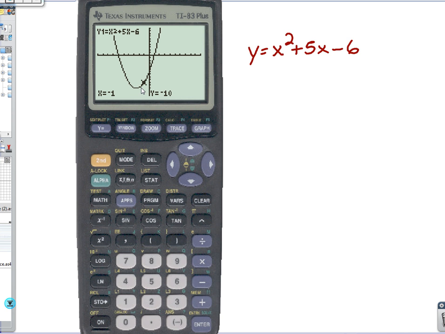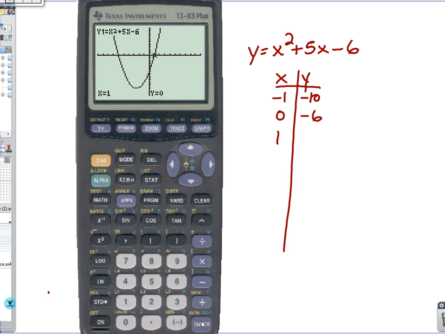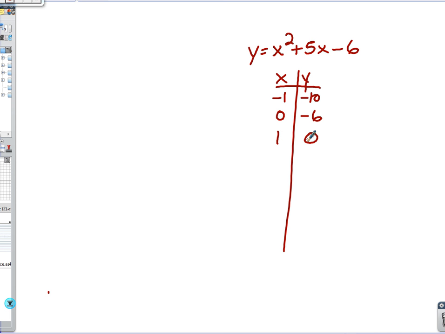So let's go back and once again reflect on what a function is. In a function, each x value can be paired with only one y value. And that's what we've got here. When I plug in negative 1, I get negative 10. And we could do that same table like we were doing a while ago: x, y. When I plug in negative 1, I get negative 10. When I plug in 0, I get negative 6. When I plug in 1, let me go back to my calculator, I get 0.